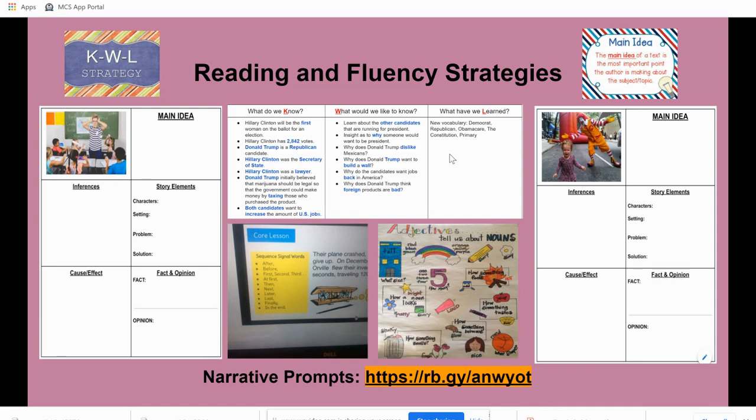So then what does a Democrat stand for? What does a Republican stand for? What was Obamacare? Why did they keep talking about that the whole election, during the election process? What is the Constitution? What are the primaries? What is the point of all of that? So in order for the students to truly know about the process of getting a new president, they have to know the vocabulary.